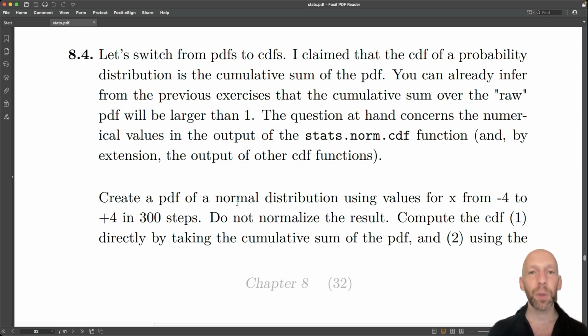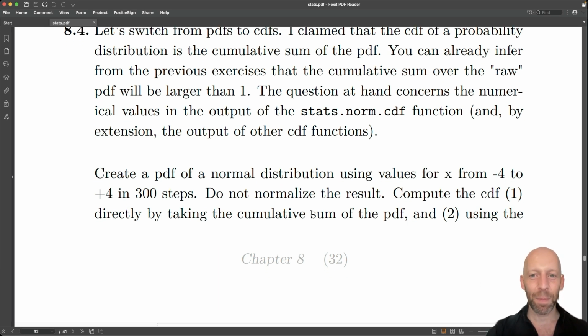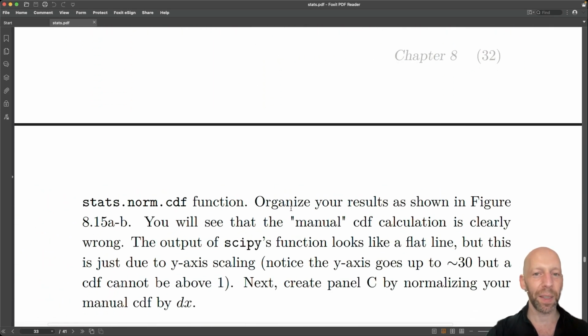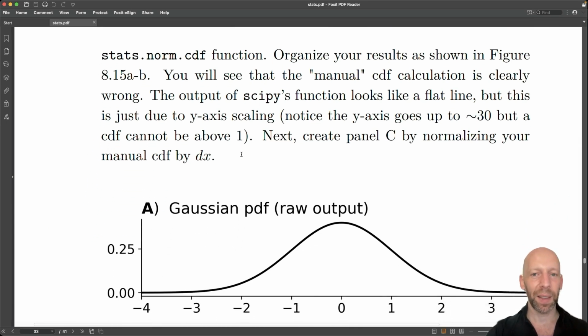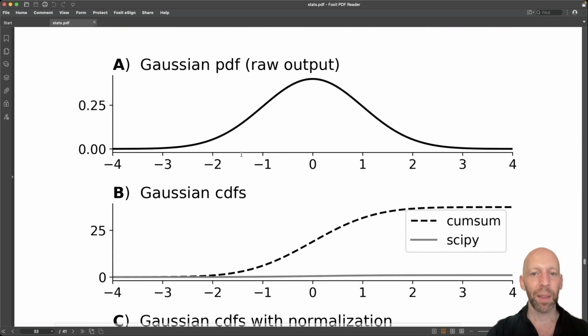Actually, you want to create 2 CDFs. One CDF you generate by taking the cumulative sum of the normal distribution. So get a normal PDF and do not normalize the output, and then take the cumulative sum, and we'll call that a CDF, or maybe give it a different name. It won't be a true CDF, as you will discover, but do that, and then use the output of the stats.norm.cdf function. Okay, and then make a plot that looks something like this.